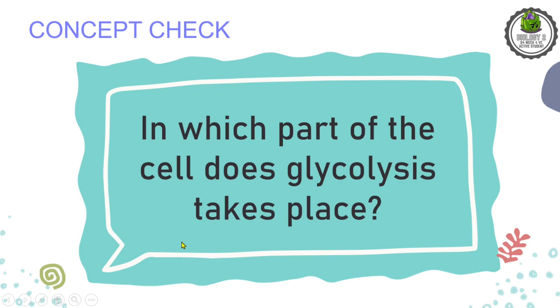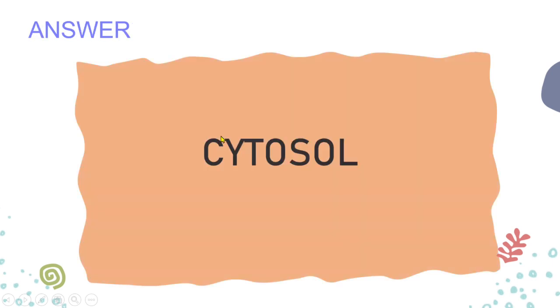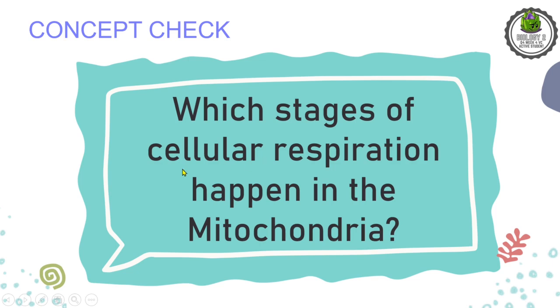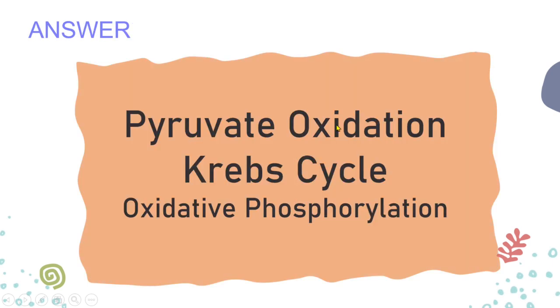Now, in which part of the cell does glycolysis take place? Well, you know this already. The answer is it happens inside the cytosol or cytoplasm. Another question: which stages of cellular respiration happen in the mitochondria? You already know that it will be pyruvate oxidation, Krebs cycle, and oxidative phosphorylation.